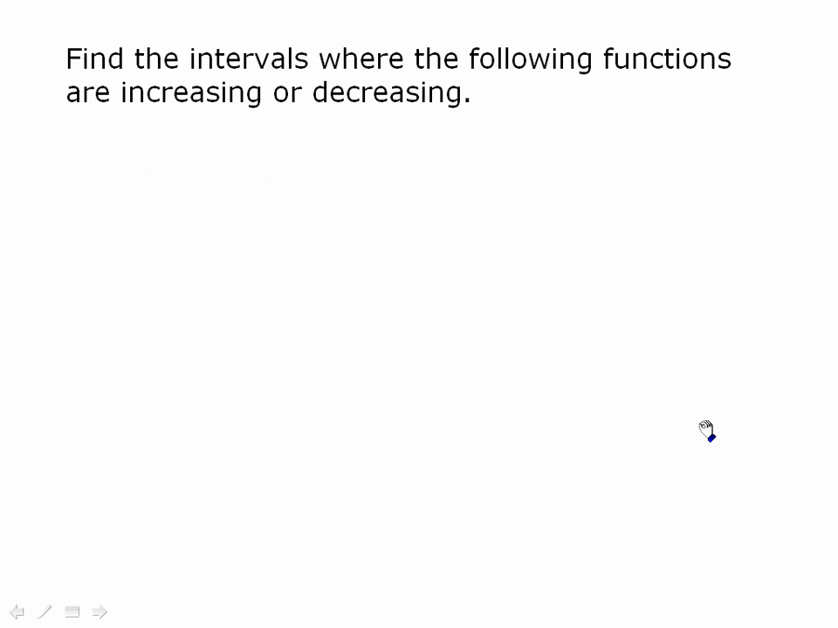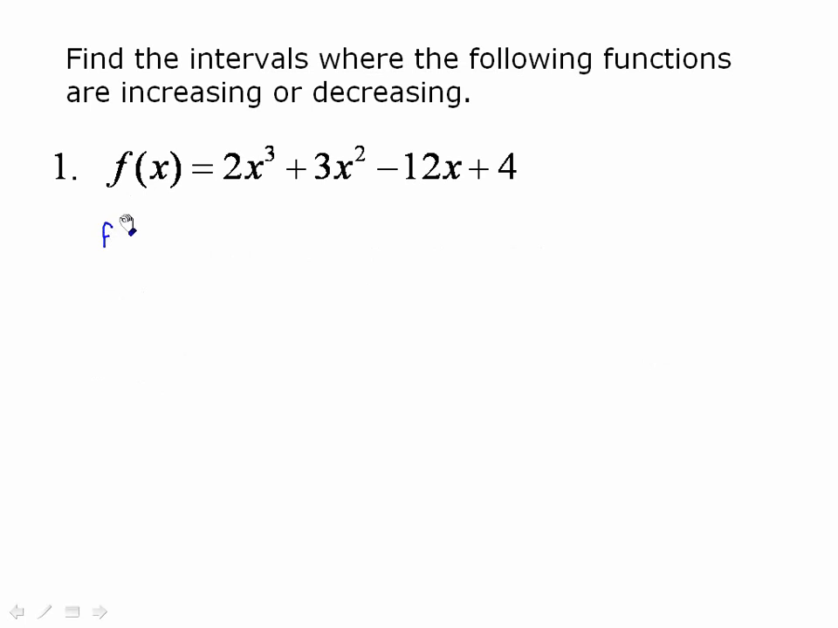So for the next batch of questions, we just want to find the intervals where the function is increasing or decreasing. So a basic polynomial function like this. It all begins by taking the derivative, which isn't that difficult in this case. f prime at x is equal to 6x squared plus 6x minus 12. And then we use interval analysis, which I'll call in this case first derivative analysis.